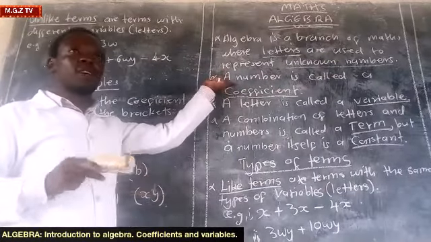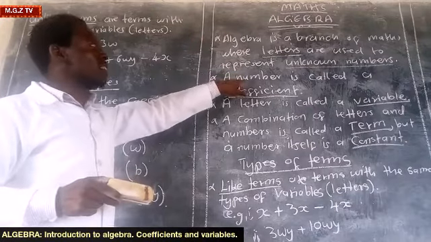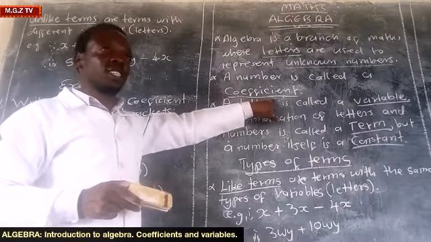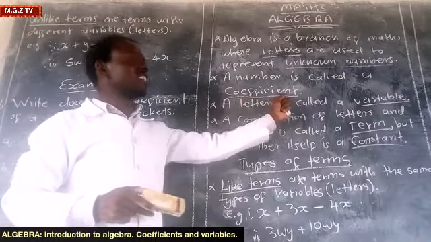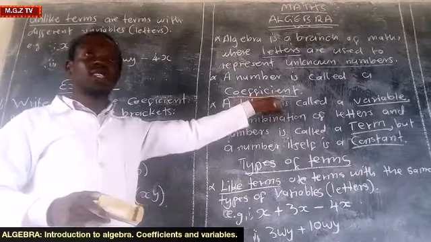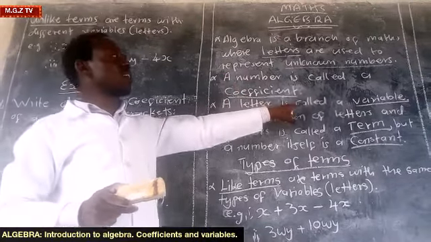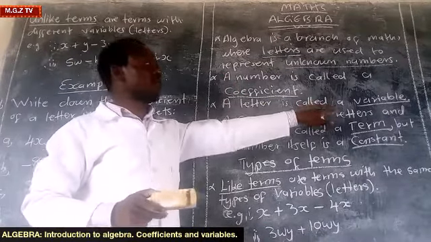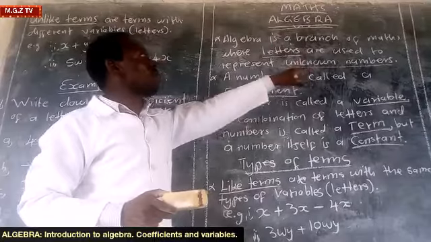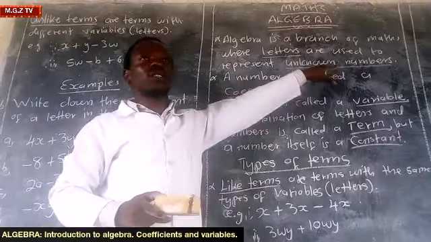Then a number in algebra is not called a number, but it is called the coefficient. So any number is called a coefficient under algebra. Then a letter is called a variable. So algebra is a branch of maths where letters are used to represent unknown numbers.